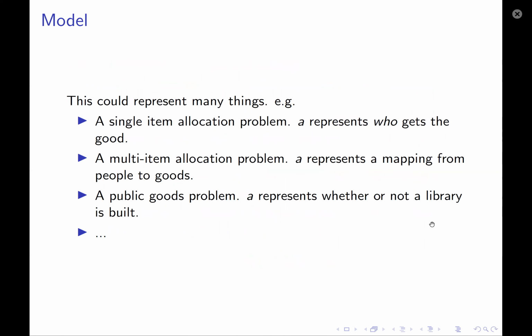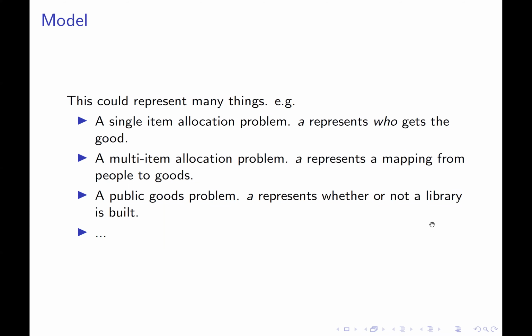So, okay, we talked about this a little bit, but let's just note for a moment that this is an incredibly general framework, and so it can represent many things. The canonical example is a single item allocation. I have one roll of toilet paper and I would like to assign it to the person who values it the most. In this case, the alternative that I choose is the name of one of the agents. The thing I'm going to choose is who gets the toilet paper.